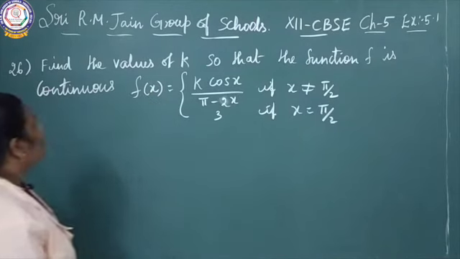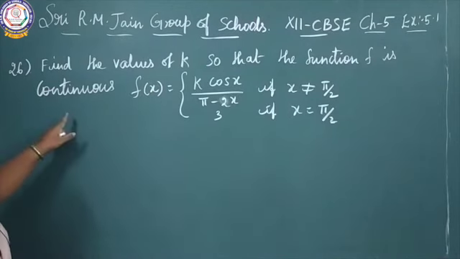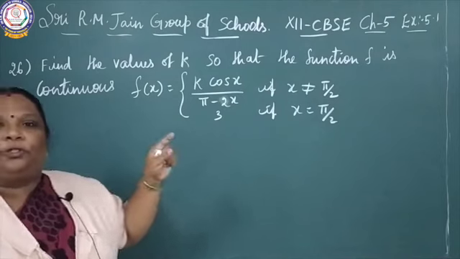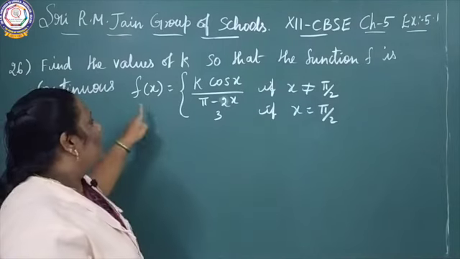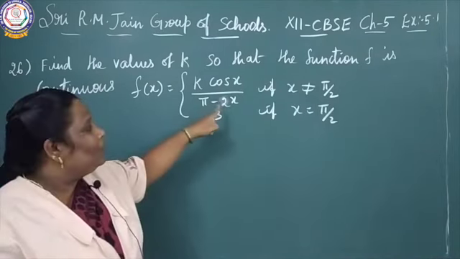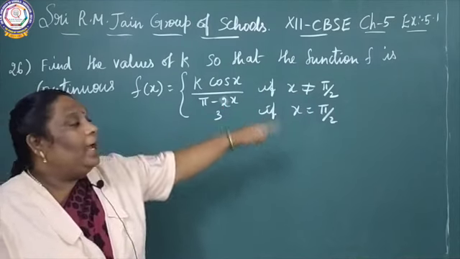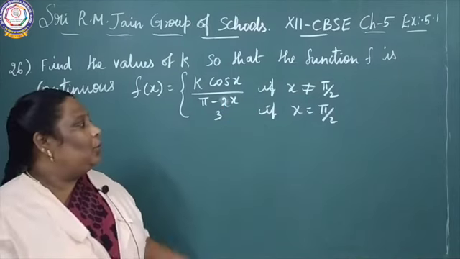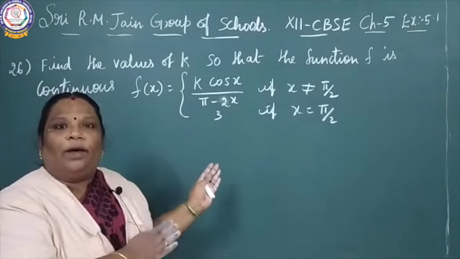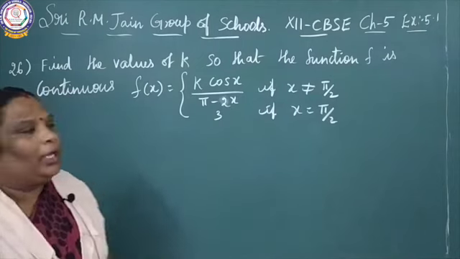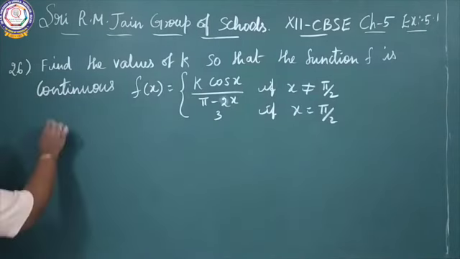See, find the values of k so that the function is continuous. It is given the function is continuous, you should find out the value of k. F of x equal to k cos x by pi minus 2x if x not equal to pi by 2. If x equal to pi by 2, what is the value given? 3. Okay, now we will go on to check left hand limit.